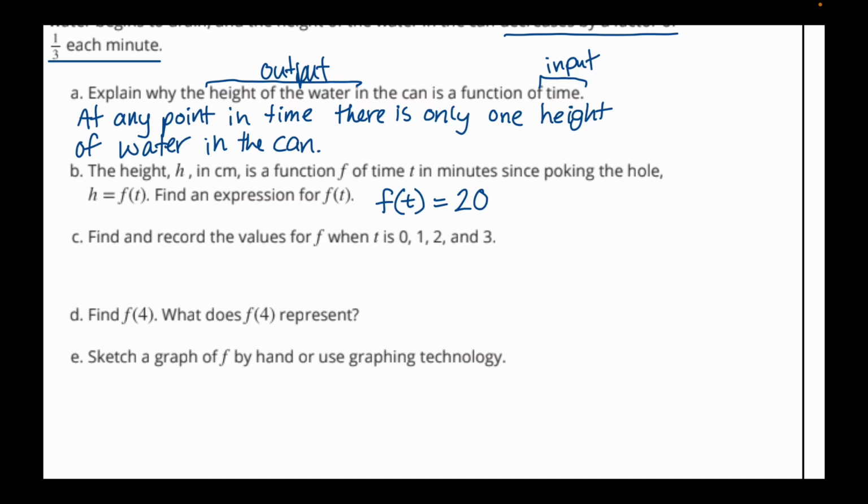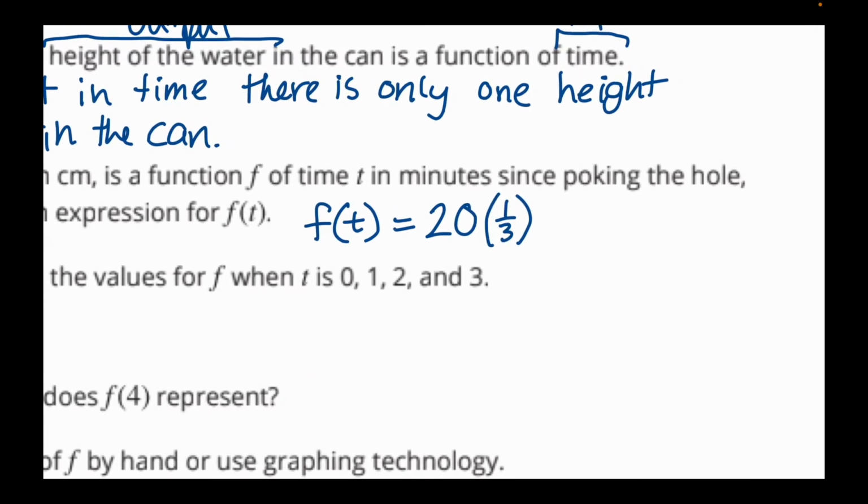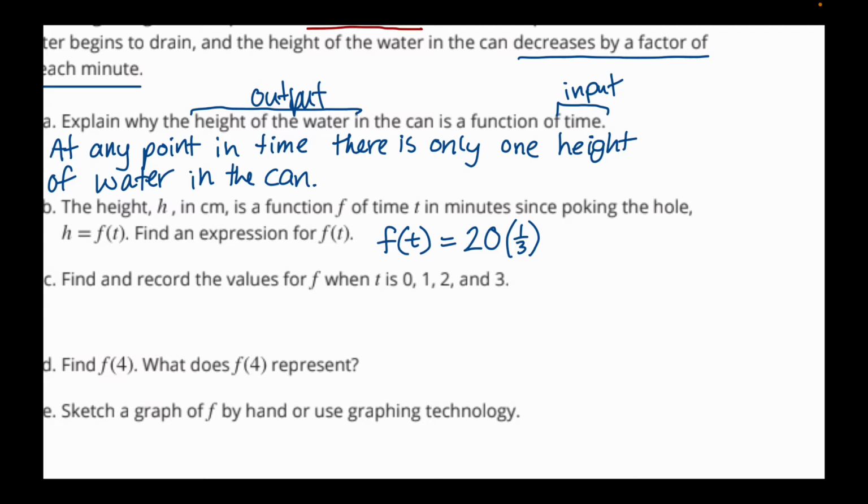Now, they did tell us it was decreasing, and they actually told us the factor. So we're not going to do 1 minus that factor. We are just going to use 1/3 here because they are already telling us that that is what the growth factor is. So it's decreasing by that factor of 1/3. And then t is going to be minutes, and so we would put t as our exponent on our equation here.